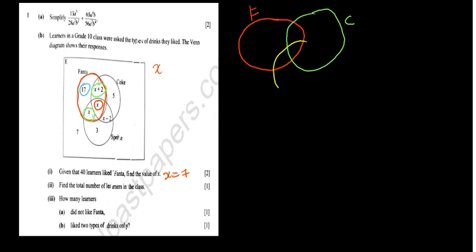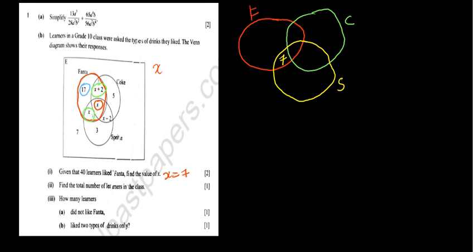Then the second question is asking us to find the total number of learners in the class. So for us to find the total number of learners in the class, here's how we do it. For Fanta here, I will use F. Then for Coke, I will use C. Then for Sprite, I will use S there. So you observe that for Fanta and Sprite, which is for this part, it's 7. So we have a 7 here.